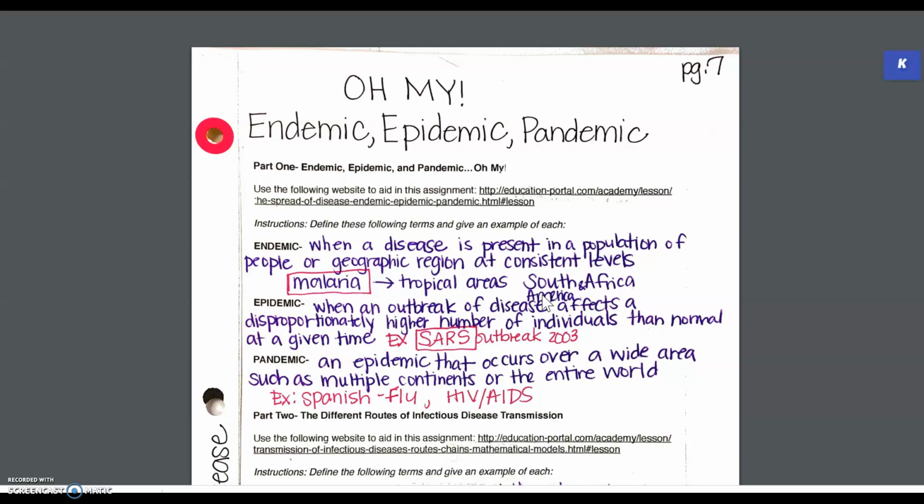Okay, pandemic is what we're currently facing now. So that is an epidemic that occurs over a wide area, such as multiple continents or the entire world. We are currently in a pandemic. The Spanish flu was one, H1N1 Spanish flu, H2N2, the avian flu, H3N2. Influenza A.